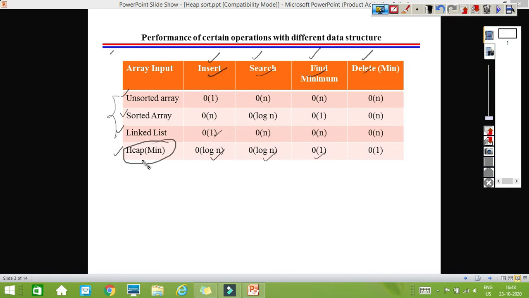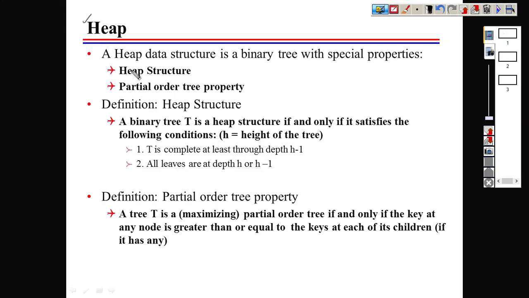So in that case, the heap will be the best data structure to make our application efficient. So now let us see in detail what is heap. So heap is basically a binary tree which has some special properties.